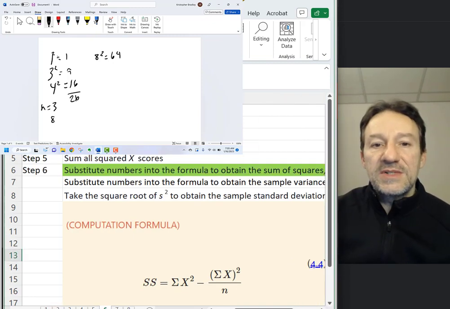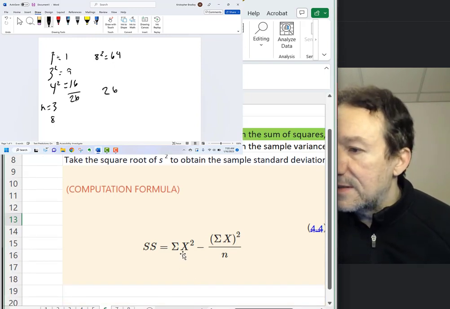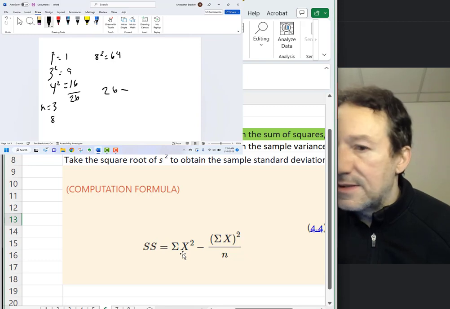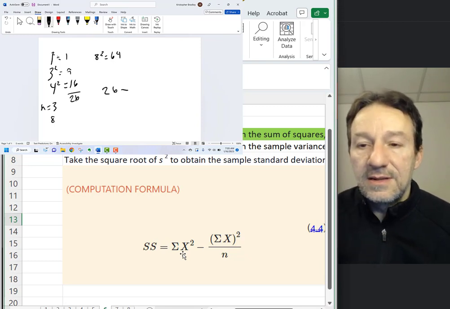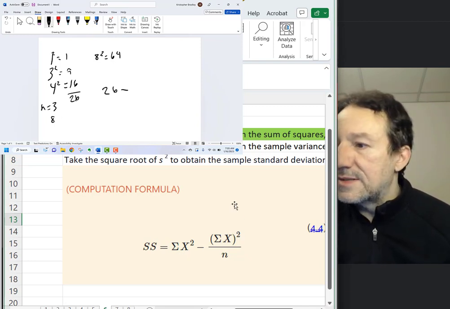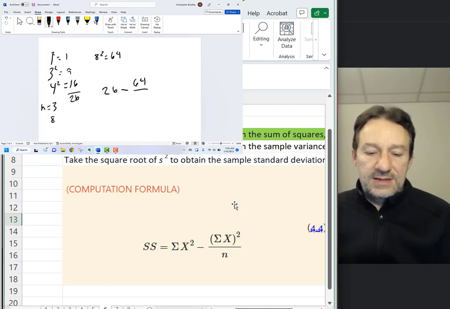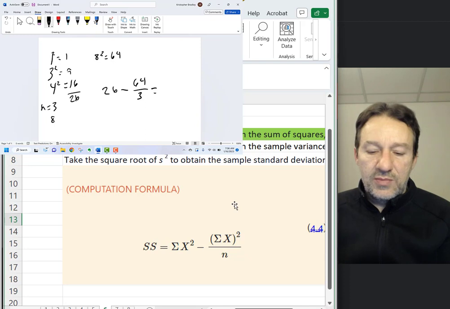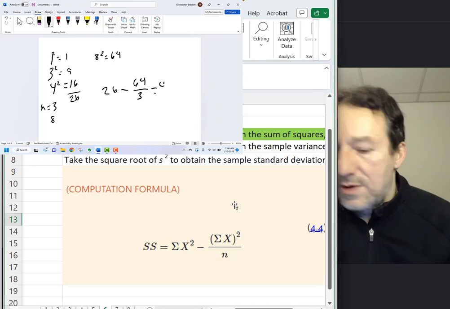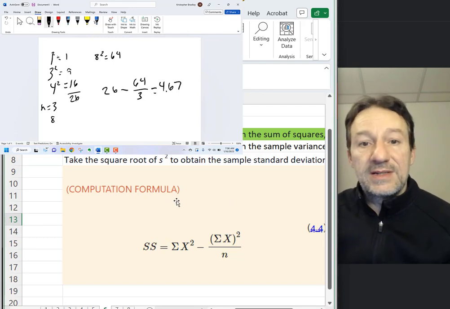And then we're going to substitute our numbers into the formula. So for this one, we have that 26, and it's going to be minus the sum x squared, this one right here. So it's going to be minus 64 divided by n, which is 3. There's 64 divided by 3, 21.3. So 26 minus 21.3 we'll get 4.67. So that's the first part. That's getting the sum of squares.